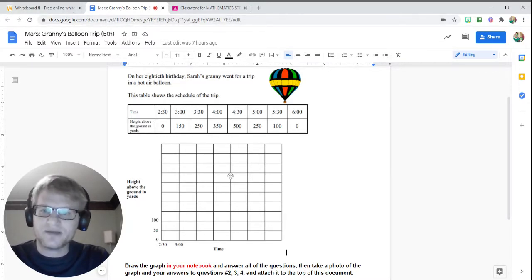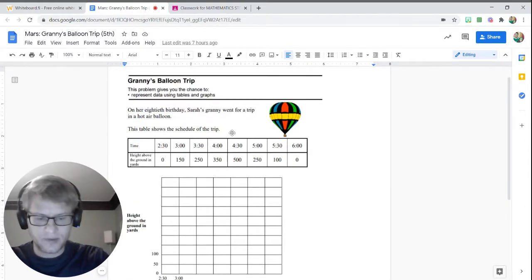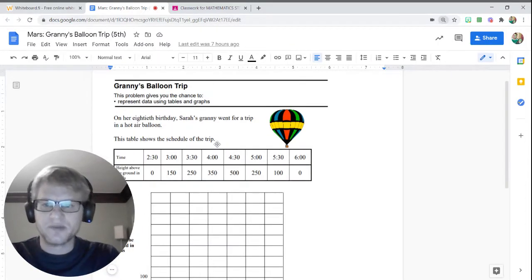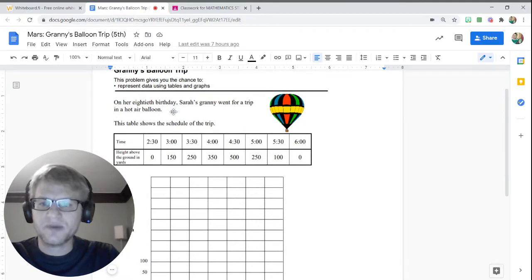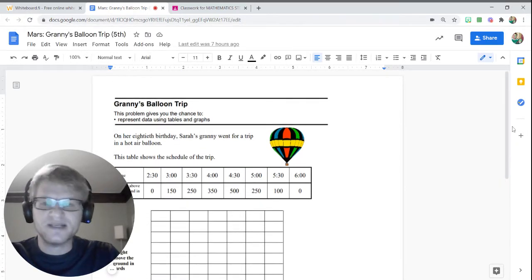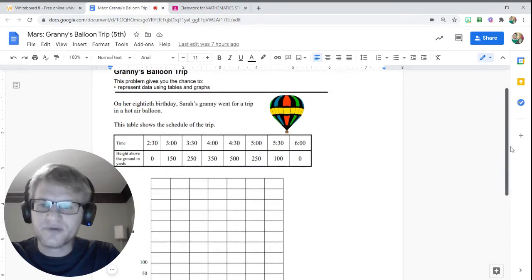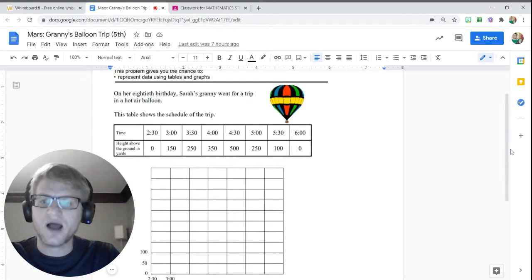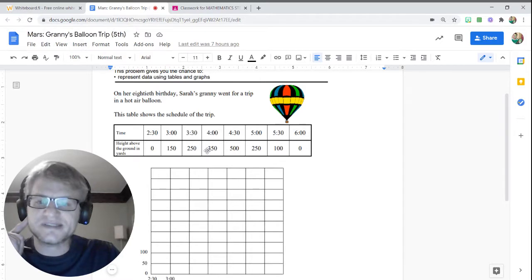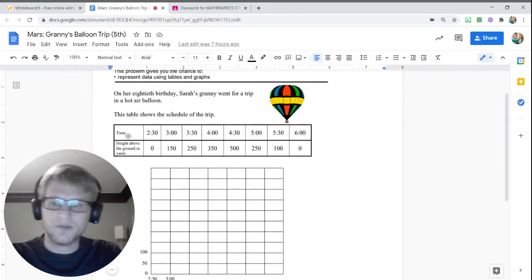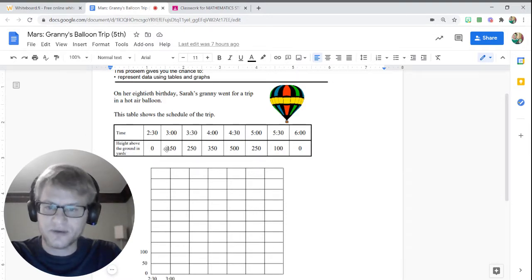So we can just look at this problem right here. Let's blow this up a little bit. This problem says Granny's Balloon Trip. This problem gives you a chance to represent data using tables and graphs. On her 80th birthday, Sarah's granny went for a trip in a hot air balloon. The table shows the schedule of the trip. Now we have two variables in this problem: time and the height above the ground in yards. These are the two things we're comparing and they go together.